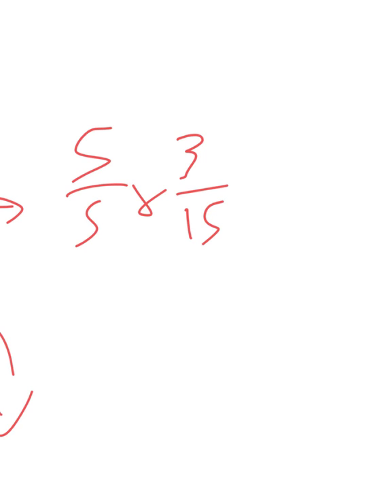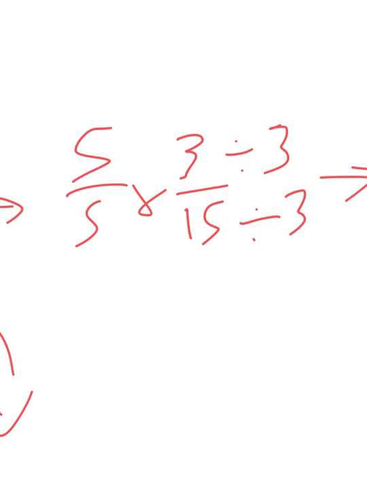Can we simplify again? Yeah. What can we simplify? 3 divided by 3. And where else can we divide by 3? The top 15 and the bottom. Okay, good. So we have 1 over 5.